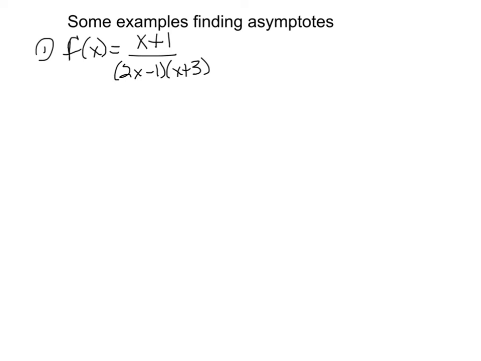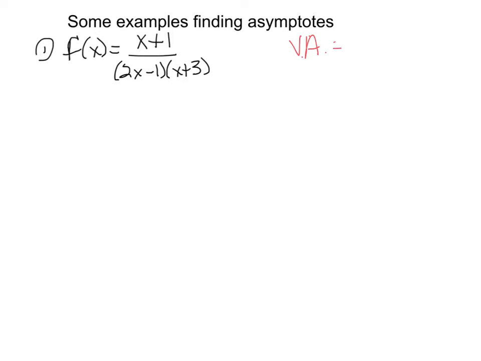Okay, let's look at some examples on finding asymptotes, because honestly, if you can find the asymptotes, everything else is cake. It's super easy to determine. The asymptotes are what are going to drive your rational functions. So I want to find all asymptotes possible. So the first that we want to look at are vertical asymptotes.